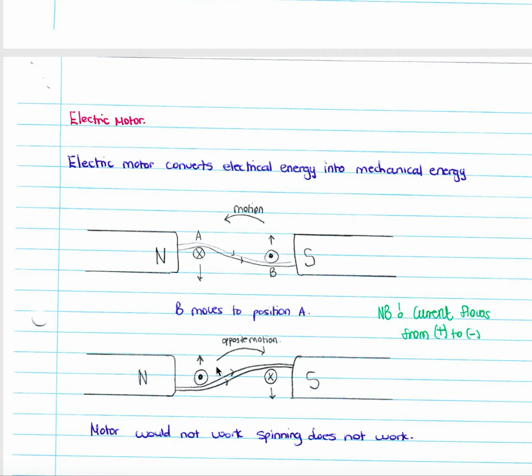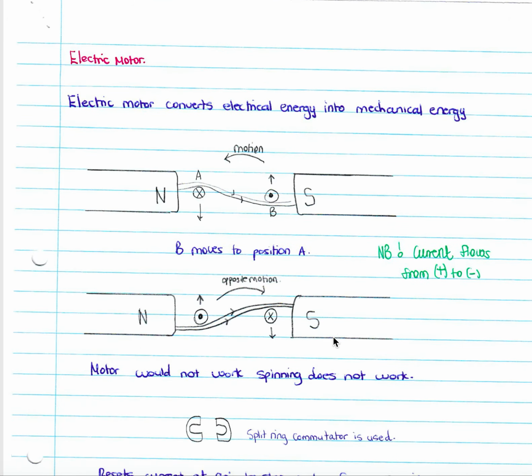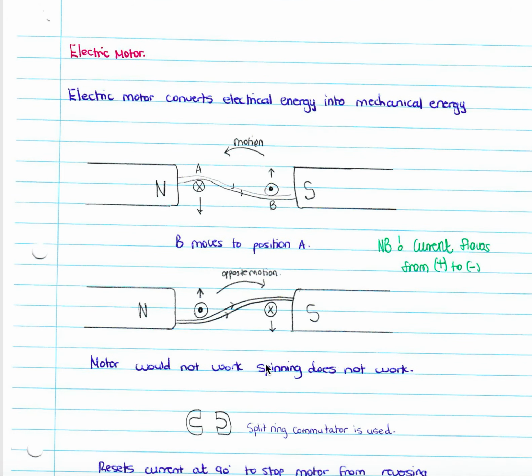However, this now causes an opposite motion, which causes the motor simply, in this position, to move this way, and in this position, to move this way, which will simply give it an effect that it moves between two positions and does not rotate fully. Now you would see that this motor does not work as spinning does not happen. There's no full 360 degree rotation.